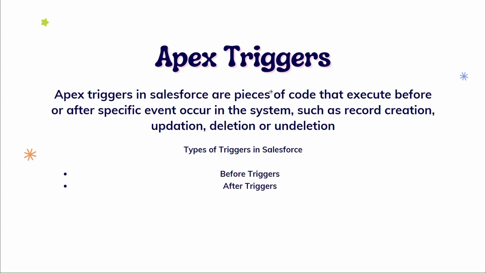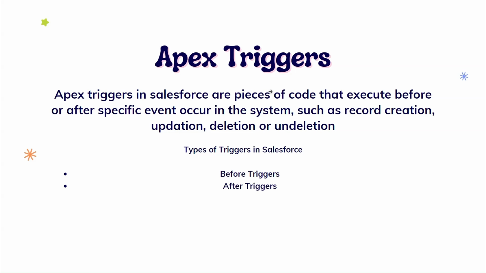What can you achieve using an Apex trigger? You can send email, you can create any other records, you can perform a callout, you can delete a record, you can update any record, either related or not related. You can also fire an error, a validation error, when you want to throw one.